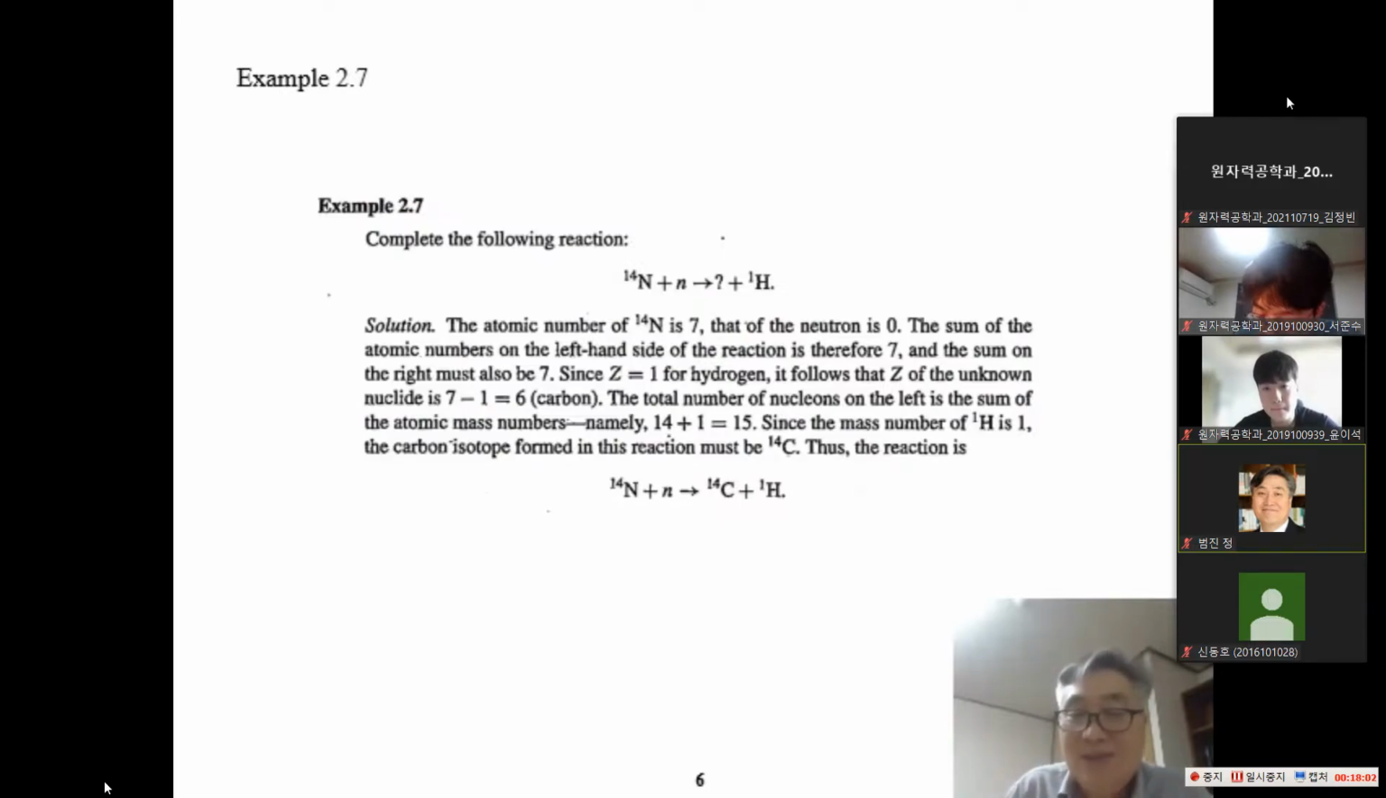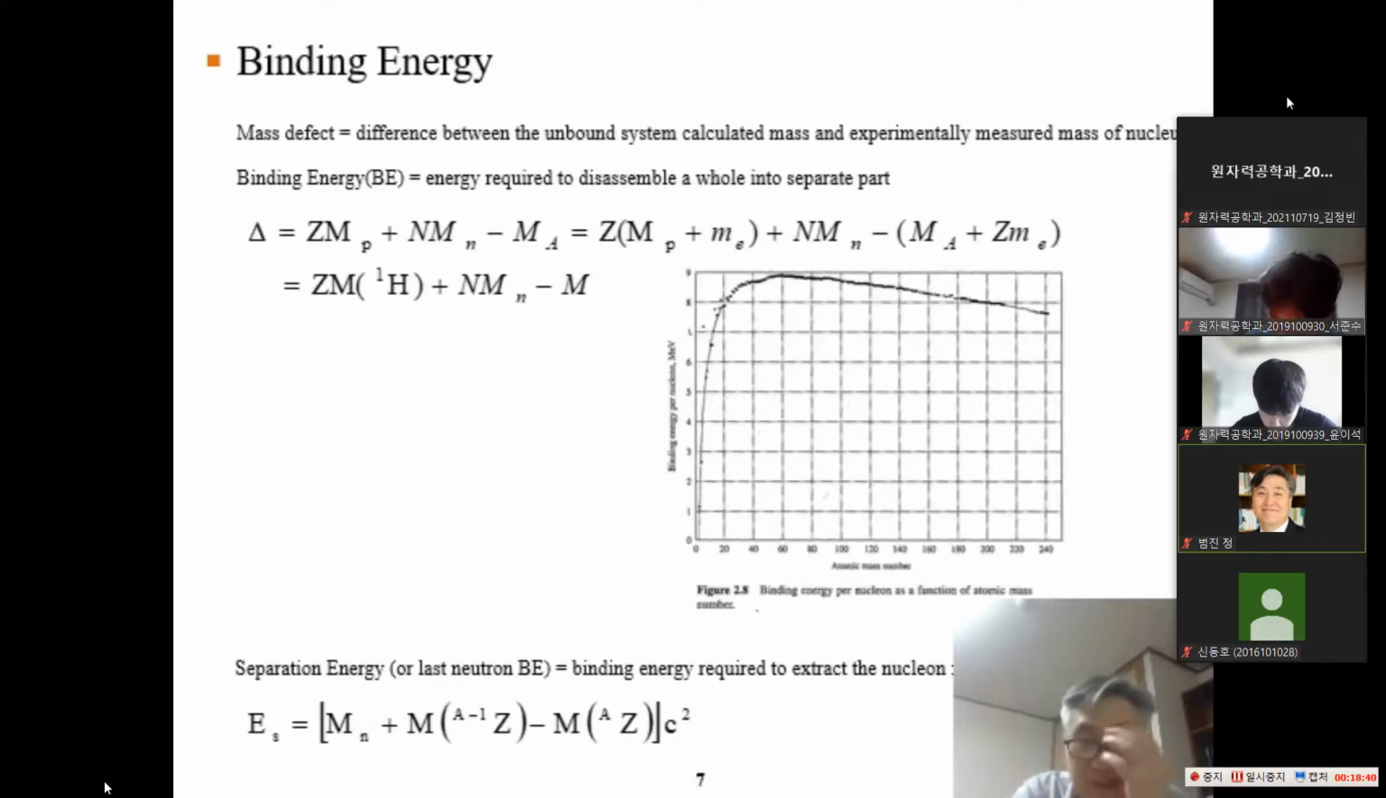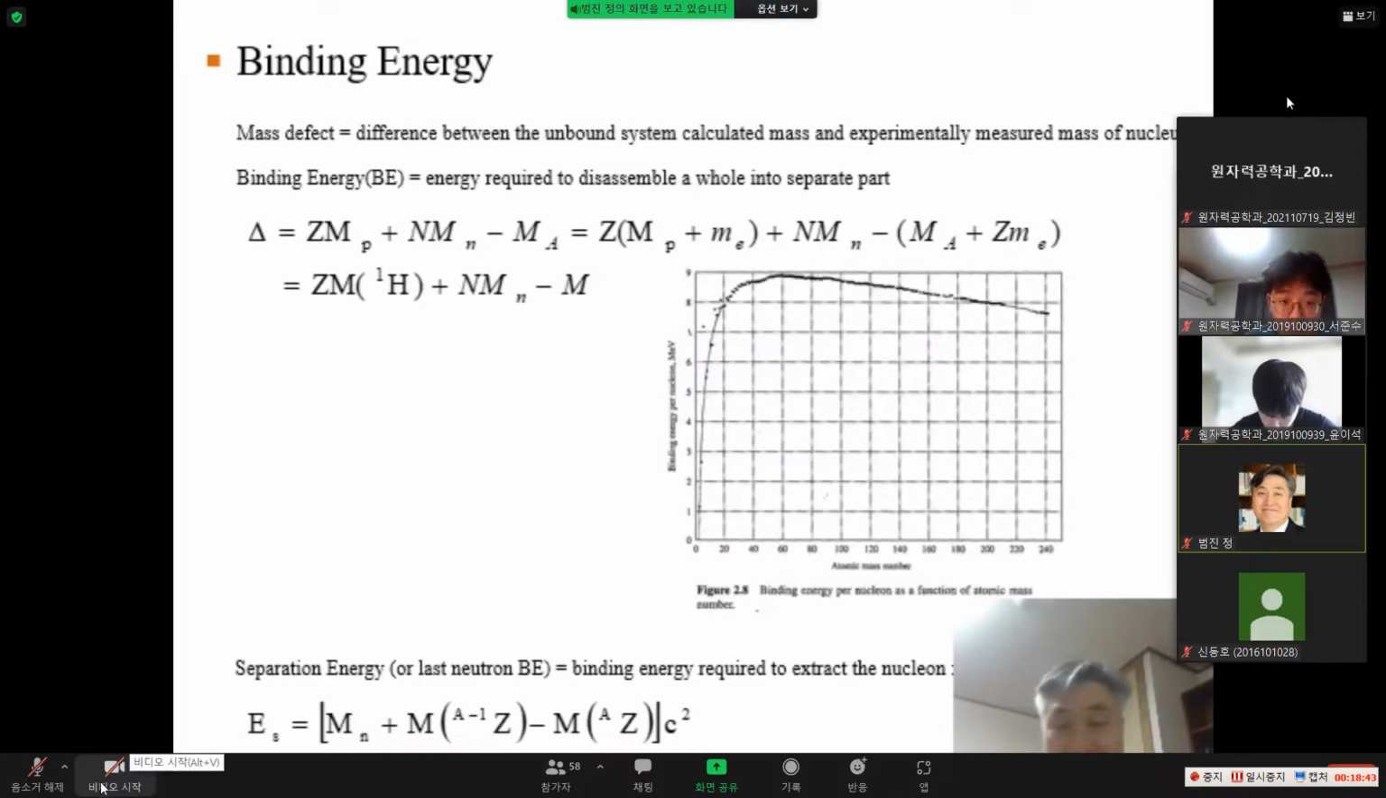That means the unknown has 6 protons, and how about neutrons? 8 neutrons. So 6 protons and 8 neutrons. That means carbon 14, right? So the number of neutrons should be preserved as well. Energy should be preserved, and the number of nucleons should be preserved in the nuclear reaction. Now, this part is very important.